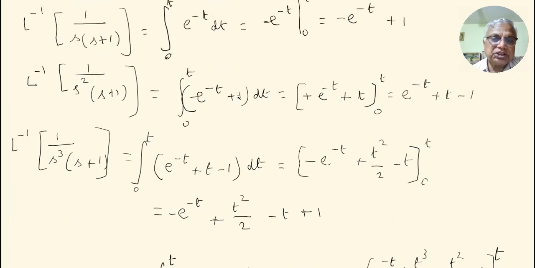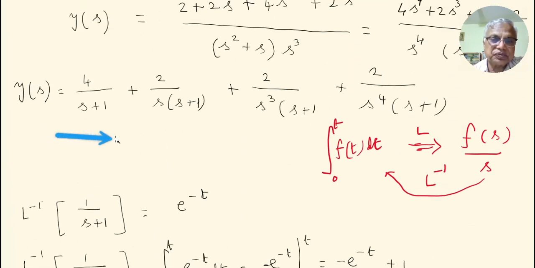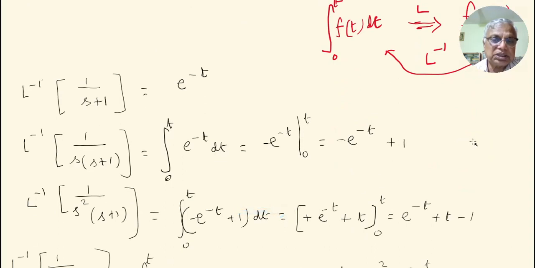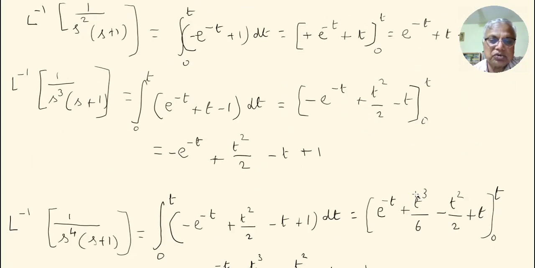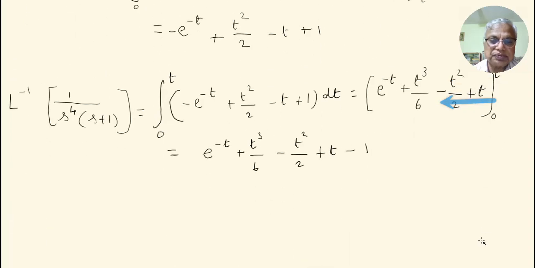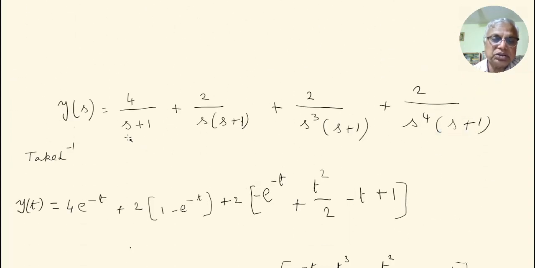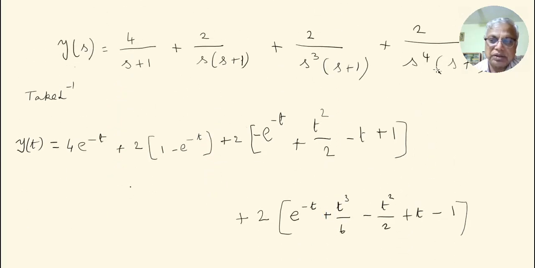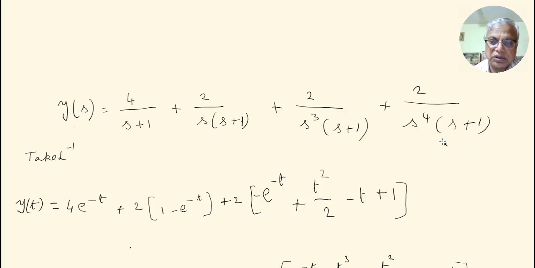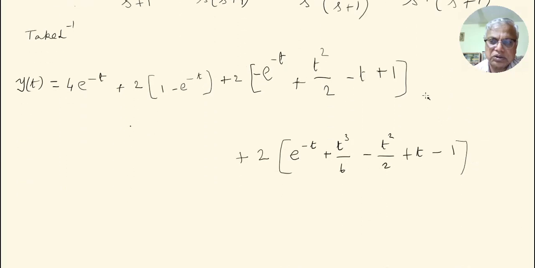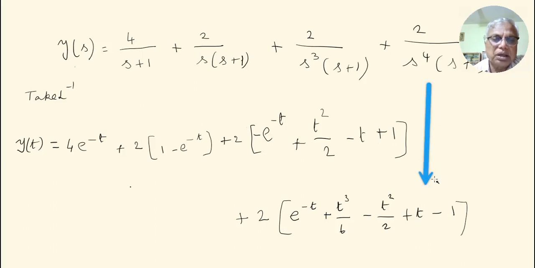Now let me substitute all these things in this equation. So s plus 1 term, that is this, then s into s plus 1 this, then square is not there, s cube is there, s power 4 is there. So I'll substitute this all in this equation. So for s plus 1 by s plus 1 is this, 1 by s into s plus 1 is this, s cube into s plus 1 third term, and for this one. Now let us simplify this.